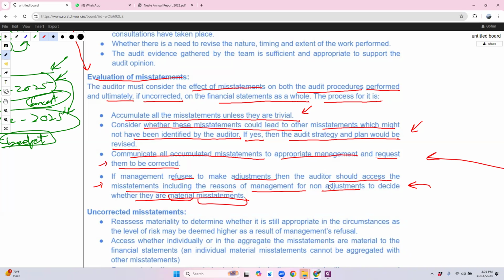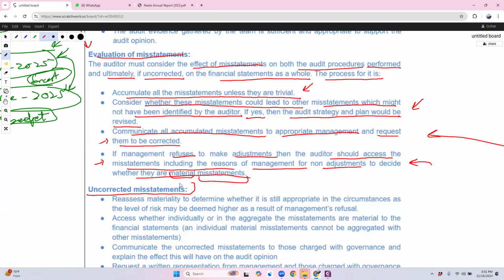Now let's come towards the next part. Let me read this out. Obviously, even after discussion, the management would refuse to change some kinds of misstatements. They would not accept your summary. They will say, we are not going to adjust it.